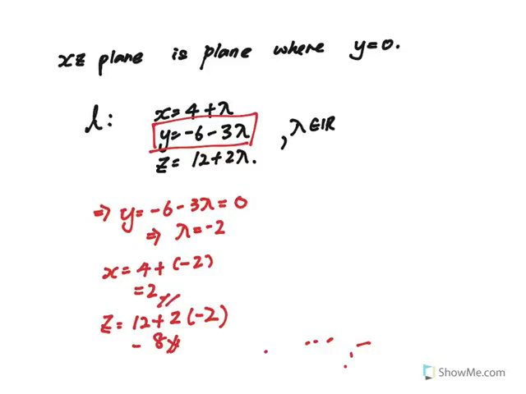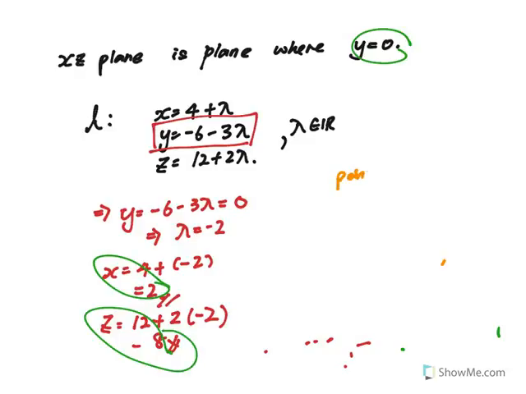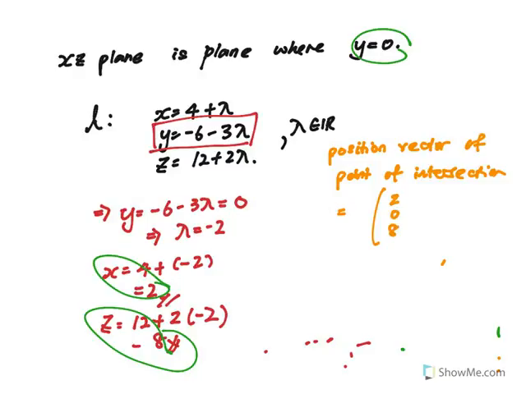Very quickly, combining my answers, y equals 0, x equals 2, z equals 8. The position vector of the point of intersection is just (2, 0, 8). And we are done for PQ question 3.